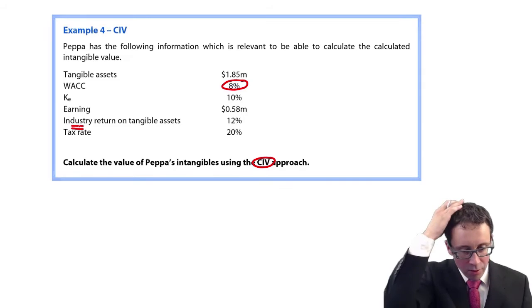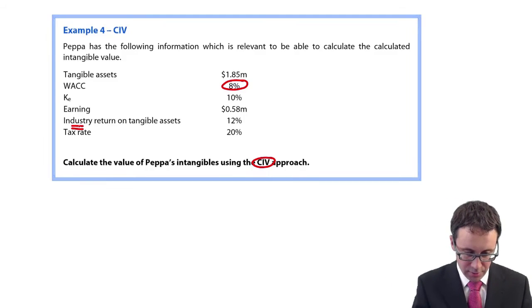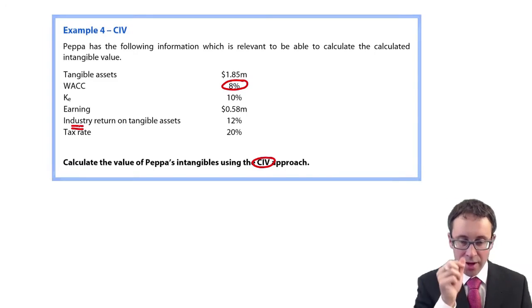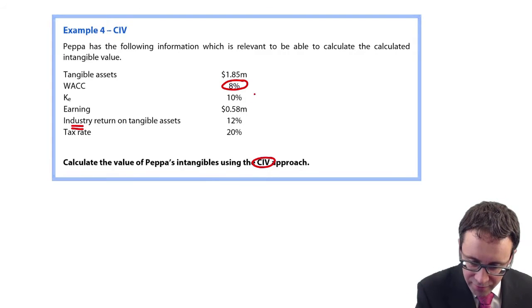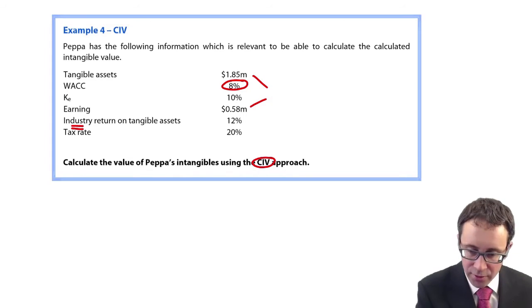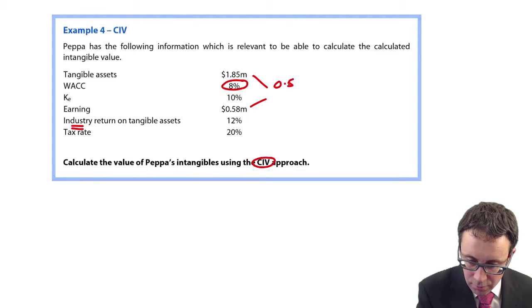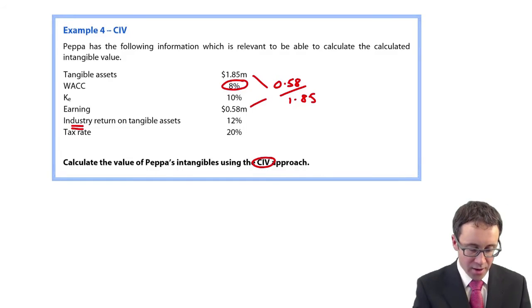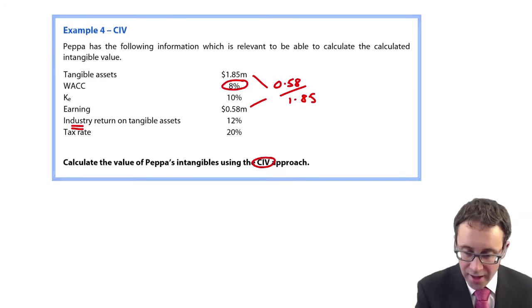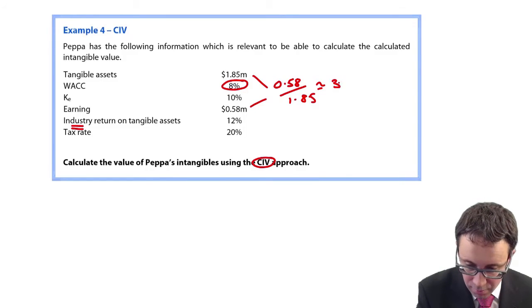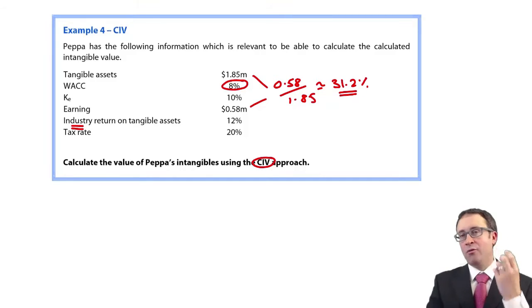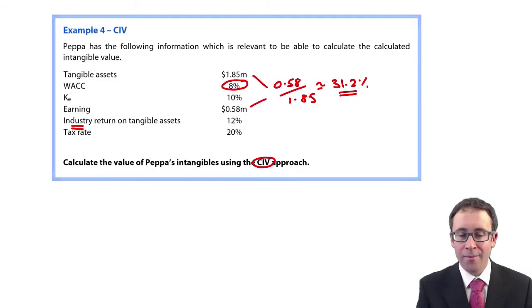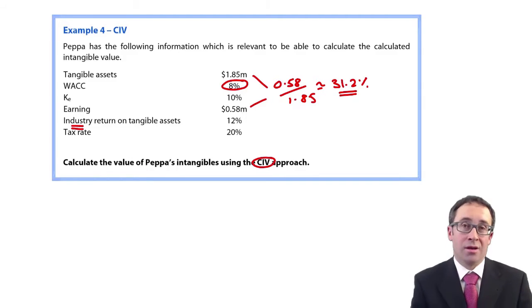and go through and have a look at what we're earning compared to the industry, I think we're earning quite a bit more because our earnings are 0.58. If you do the 0.58 divided by the 1.85, that gives us approximately 31.2%. So we are returning more based upon our tangibles. Why?